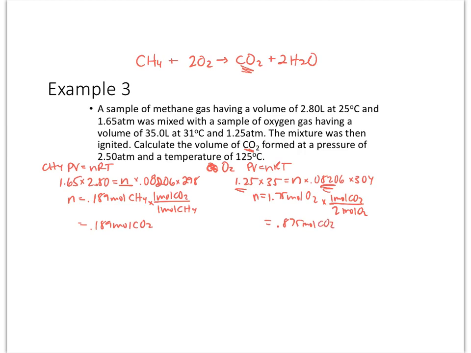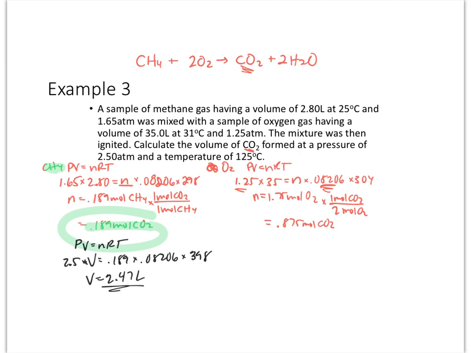So because the possible quantity of CO2 is so much lower, that means that my methane is going to run out first. So that's the number of moles of CO2 I'm actually able to make. Now I can substitute that back into PV equals nRT. Pressure is 2.5 for the carbon dioxide. The volume is my unknown. The moles is 0.189. R is 0.08206. Temperature is 398 Kelvin, and that volume would be 2.47 liters.